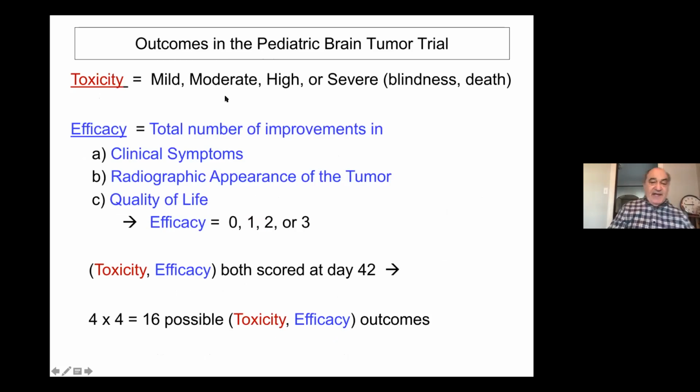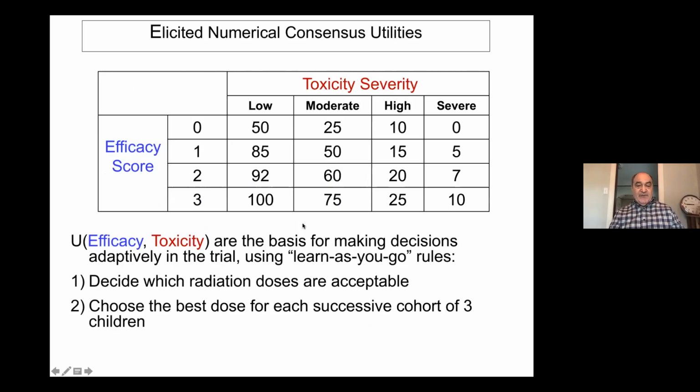Toxicity was defined on an ordinal scale as mild, moderate, high, or severe. We began with 3 levels, and then when we started staring at it, severe includes things like blindness and death, so we made it more refined with 4 levels. I talked to the PI, Anita Mahajan, and asked about the good things. She said there are 3: improvement in clinical symptoms, improvement in radiographic appearance of the tumor, or improvement in quality of life. If you give each of these a score of 1, you could get 0, 1, 2, or 3 improvements. Both of these were scored within 42 days. So 4 times 4 is 16, and that's how many elementary outcomes we had.